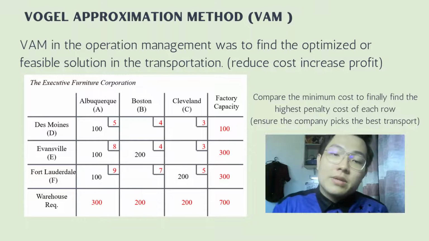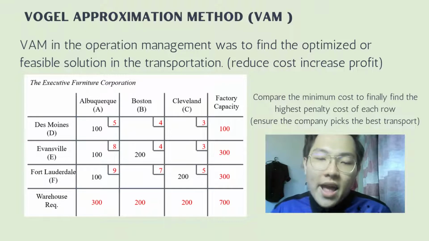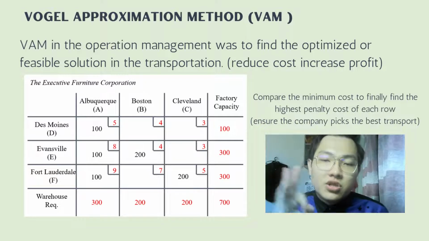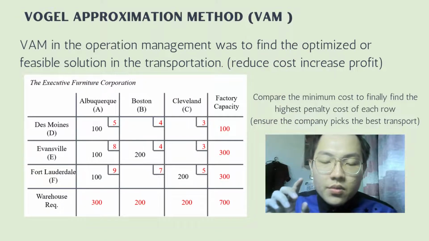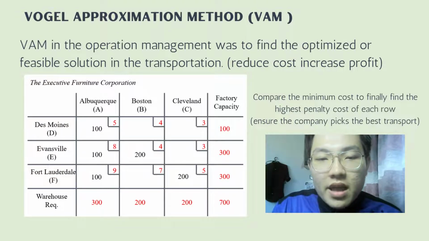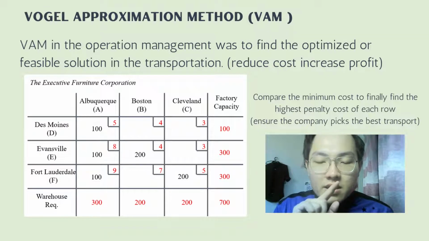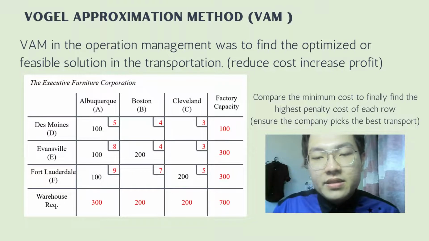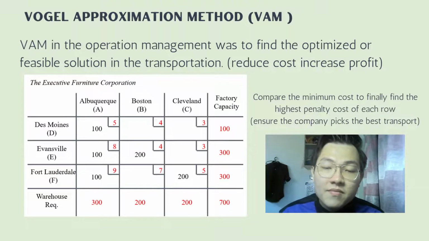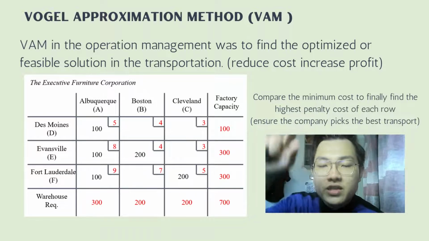From here we can see we are not using the empty cells like the stepping stone, but here we use the minimum cost that we compare with. Let's say we use the CD cell, whose transportation cost is 3. We use the Boston and Des Moines BD cell of 4 ringgit, minus the CD cell of 3 ringgit, and we get the penalty cost. And after that we do it for each row and each column.